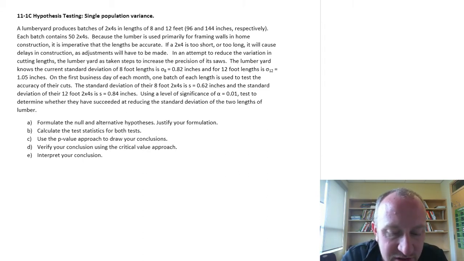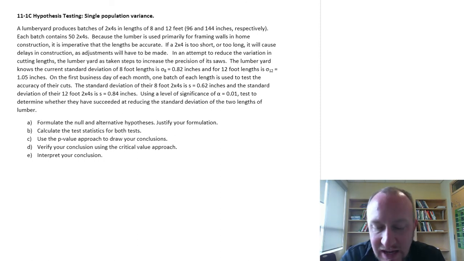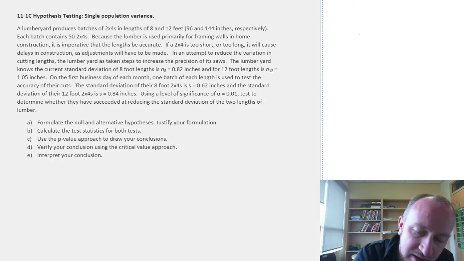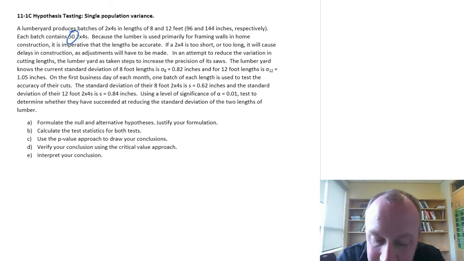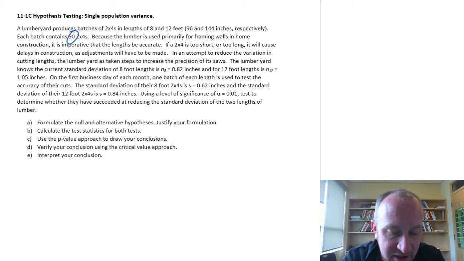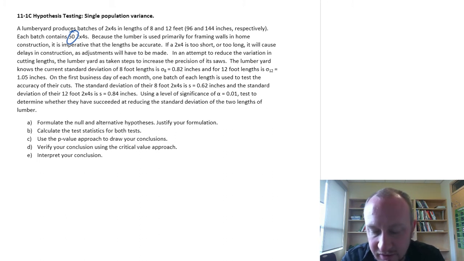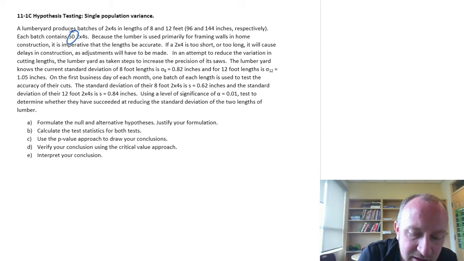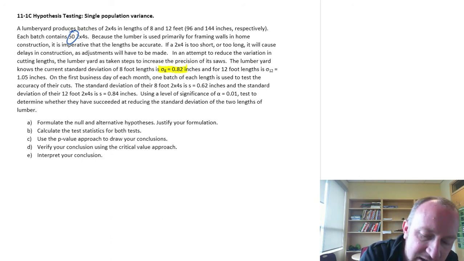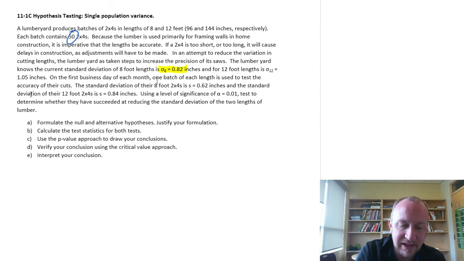Here we have a lumber yard that produces batches of 2x4s in lengths of 8 and 12 feet, or 96 inches and 144 inches. Each batch contains 50 2x4s. Because the lumber is used primarily for framing walls and home construction, it's imperative that the lengths be accurate. If it is too short or too long, it will cause delays in construction, as adjustments will have to be made. In an attempt to reduce the variation in cutting lengths, the lumberyard has taken steps to increase the precision of its saws. The lumberyard knows that the current standard deviation of 8-foot lengths, let me just highlight these important bits of information, is 0.82 inches. And for 12-foot lengths, it's 1.